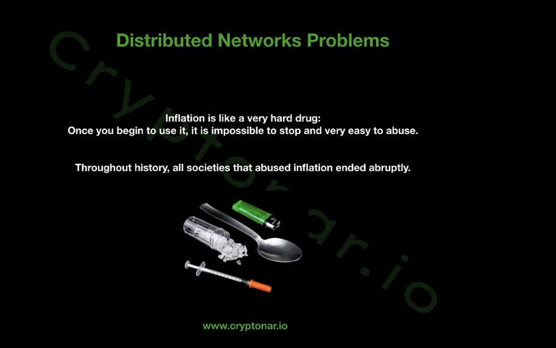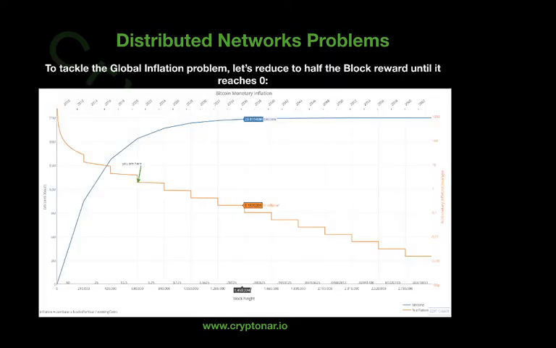And inflation at the end is like a hard drug. Once you begin to use it, it's very difficult to stop, and also very easy to abuse. And through history we saw really a lot of societies that ended very badly just because of this, because they began to print money, but in the end it's just a piece of paper. So when the value of the money reaches the nominal value of the paper where it is printed, then it has no value anymore. It's monopoly money.